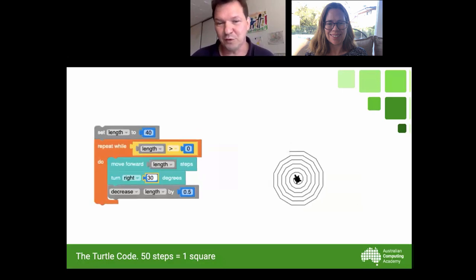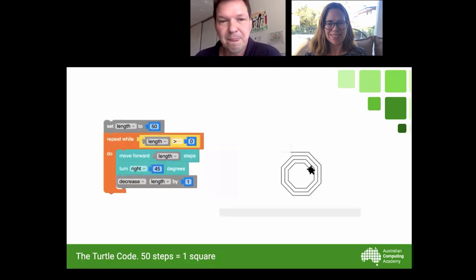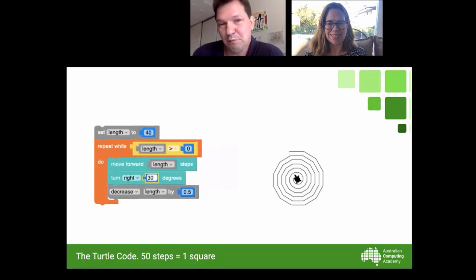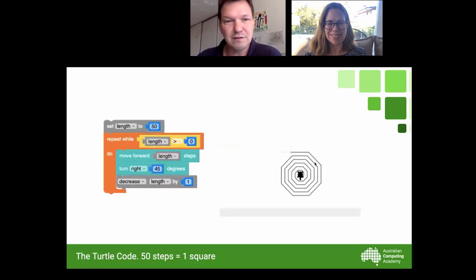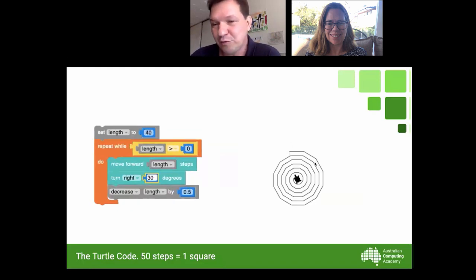That's this one. So you can play with the numbers. So you see previously I started with 50 and then decreased the length by 1. I can also start with 40 and decrease the length by 0.5. Okay. And here I turn right 30 degrees. And last time I turned right 45. So we can play with these values and we can look at the different results.